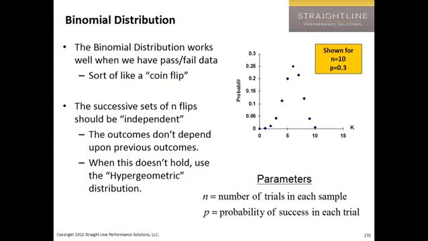In the example I gave of 100 coin flips, n would be 100 and p would be 50%, a 50-50 chance of a head. In the on-time delivery, I had 50 deliveries, so n would be 50, and p I'd have to get from the data. If previously we delivered on time 80% of the time, then p would be 0.8.